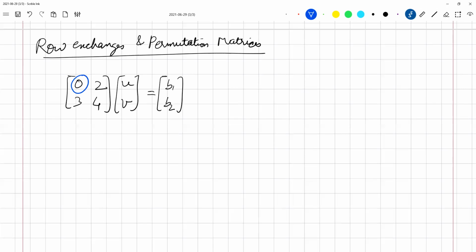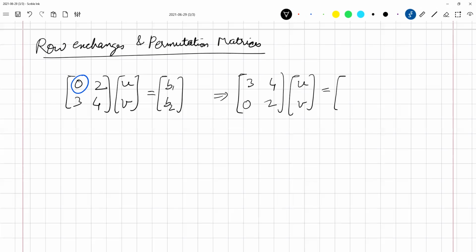Okay. Exchange. So one thing that we can try is to exchange these equations. If I exchange these set of equations, it would not change the solution. U and V would stay the same. I could possibly write this as 3, 4, 0, 2 times U V is equal to, what will come here? B2, B1.